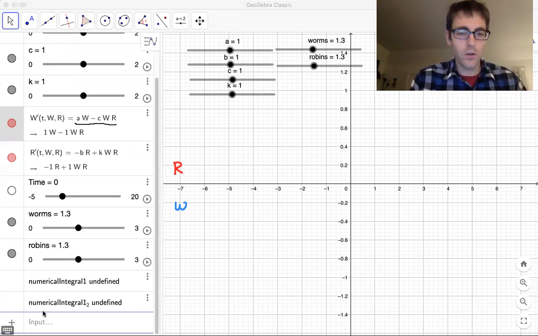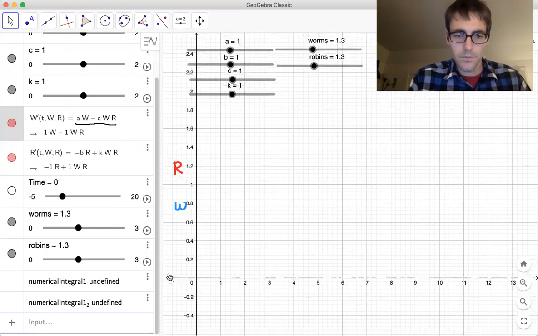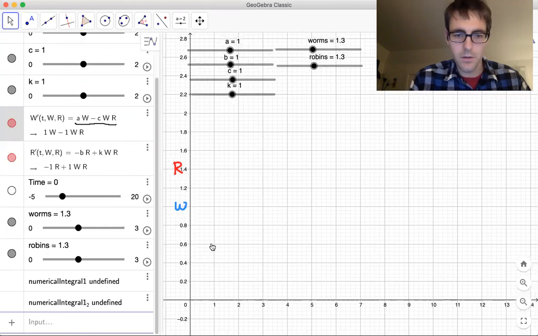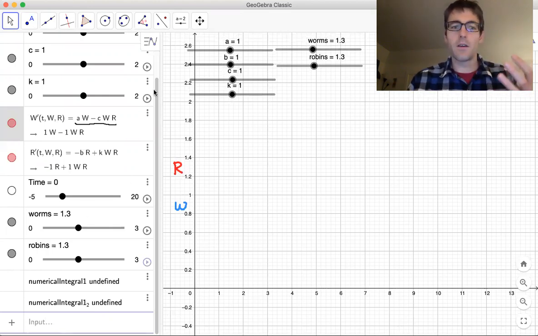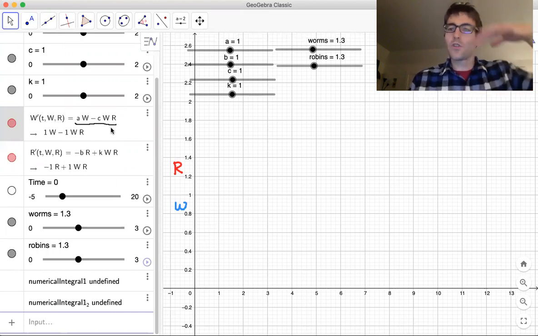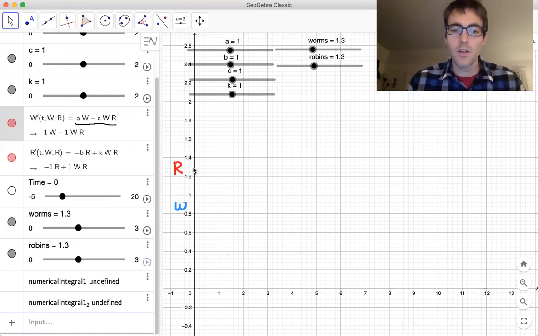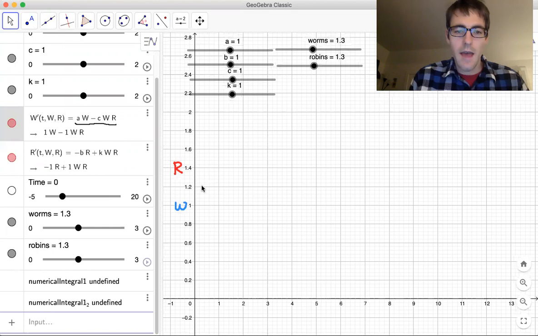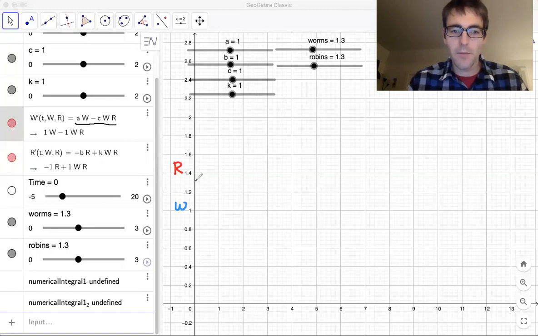So the first question that we have is saying, all right, what should the slope look like for the population of robins and population of worms? So both of them are going to be starting at 1.3. Both of them are going to have their starting population right here. And the question is, which of these are increasing, which of these are decreasing?